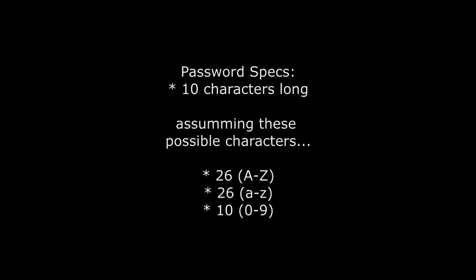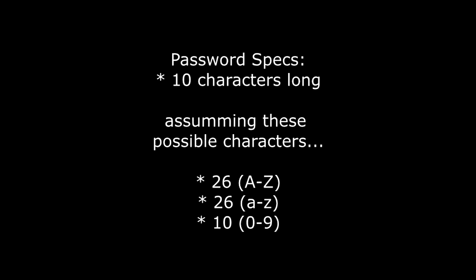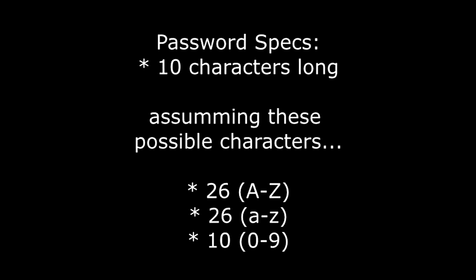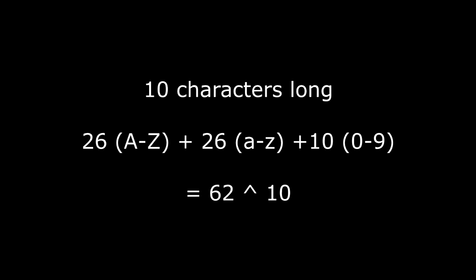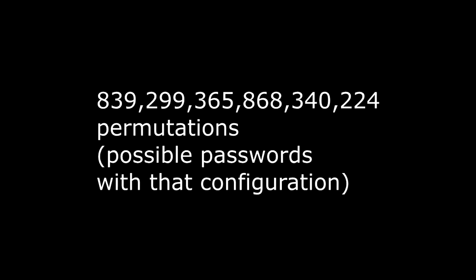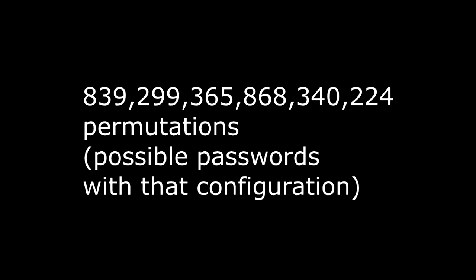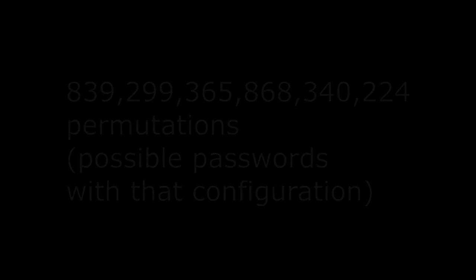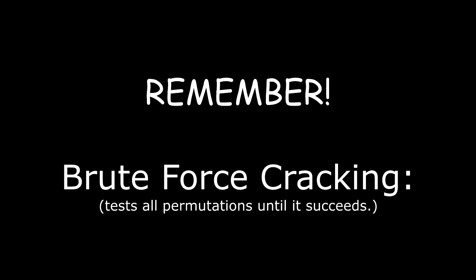Okay, so assuming this password can have capital and lowercase letters and numbers, which is 62 to the 10th power, it is about 839 quadrillion different permutations of that string, which would take 3,469 days to crack, or 9.5 years. Now remember, this is using brute force cracking, which is not common.